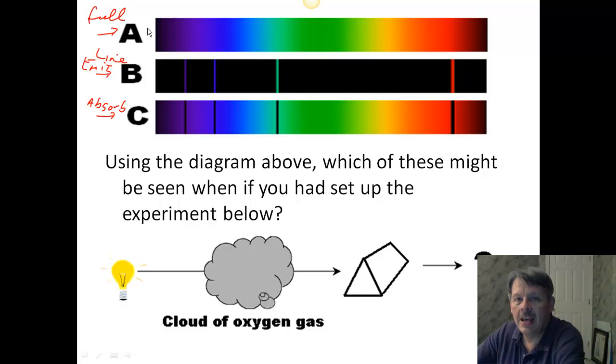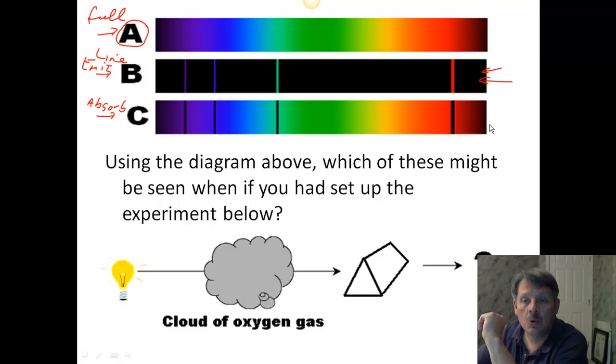So A is something you would see coming out of a light bulb, an incandescent light bulb, or something you'd see coming out of the sun, for example. Something coming out of a hydrogen bulb that was burning, or a helium bulb, or a neon light bulb, which is very common down in downtown Roanoke, is coming out with very specific line spectra.